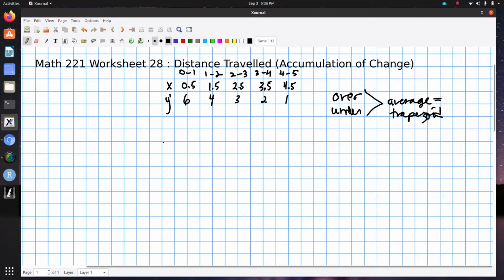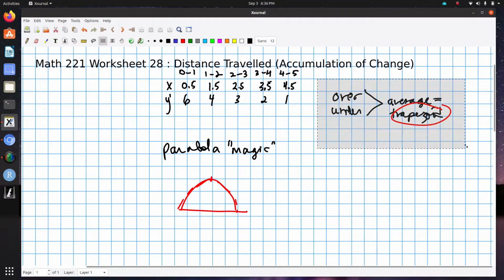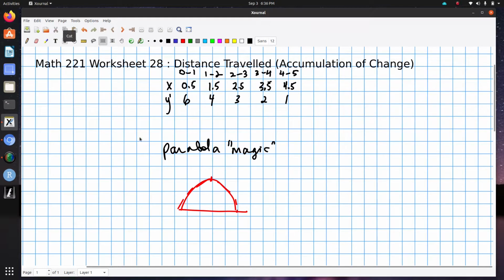And a parabola is kind of magical in that if you do a trapezoid over this interval and it includes the vertex, your total accumulation is going to be okay. And I want you to think about why. I don't want to give away too much, but I want you to also look at the diagram. I want you to look at the diagram and what's going to happen.